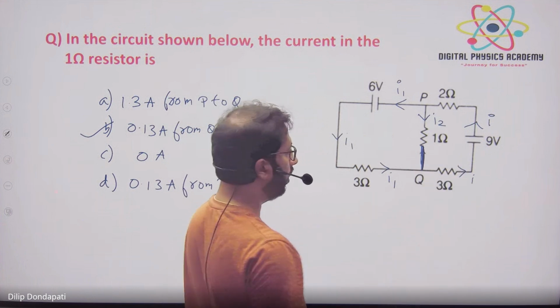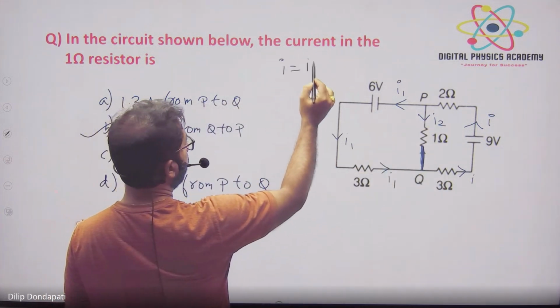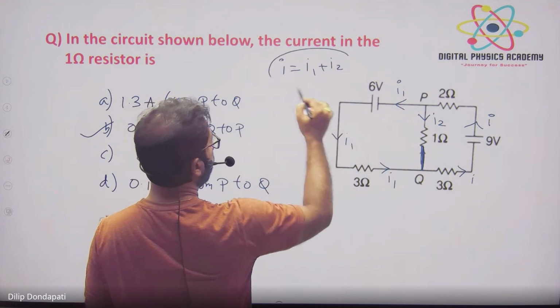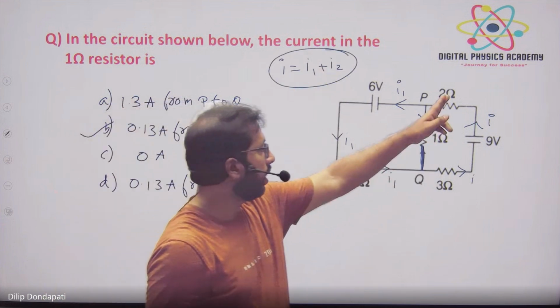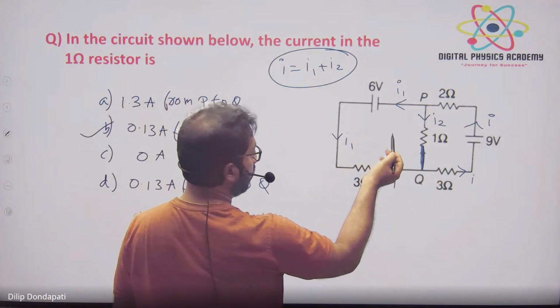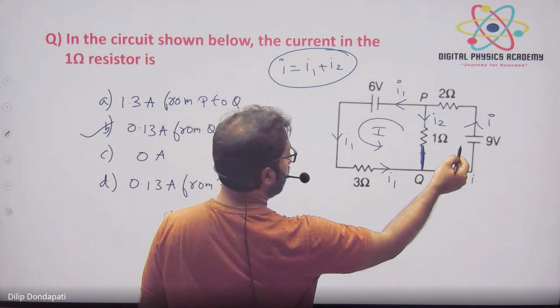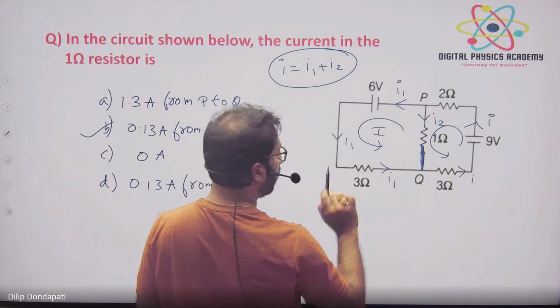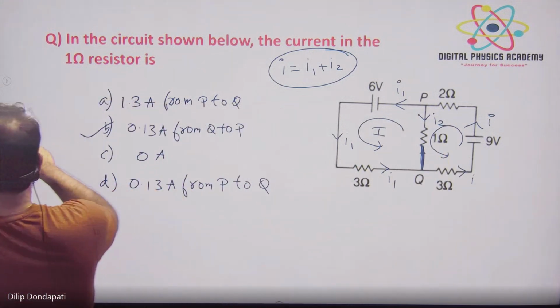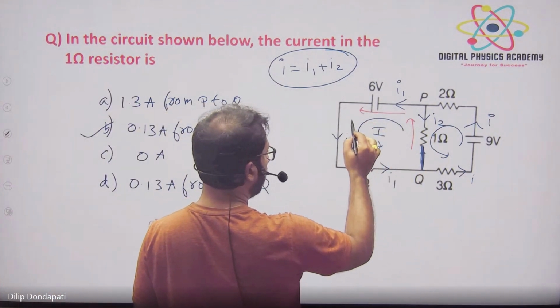I current only, right? So what is I? I is nothing but I1 plus I2. You can use this one. I is equal to I1 plus I2. Okay. Now you are going clockwise and anti-clockwise. Let us go anti-clockwise, this one also anti-clockwise. Okay, the path is decided, right? Now apply like this, like this, like this.